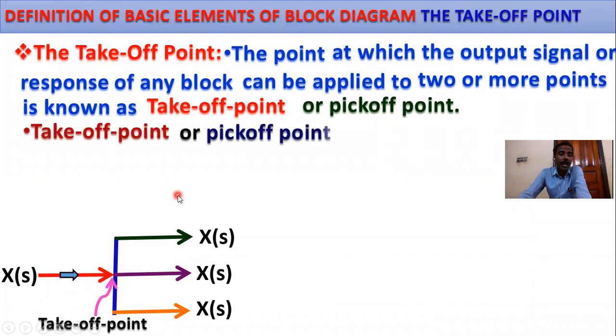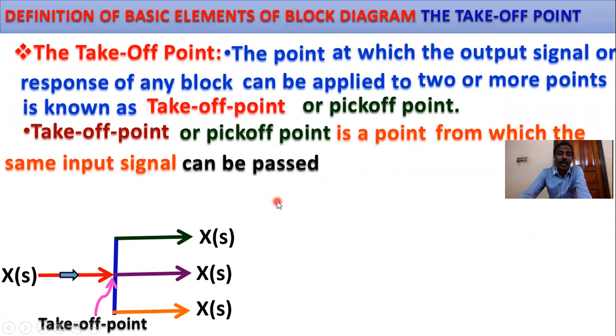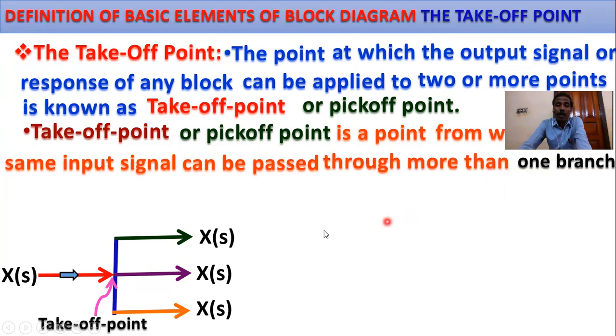So what is the definition? Takeoff point or pickoff point is a point from which the same input signal can be passed through more than one branch. This is the X of S input signal. In this case, three branches. So this is the takeoff point or pickoff point.